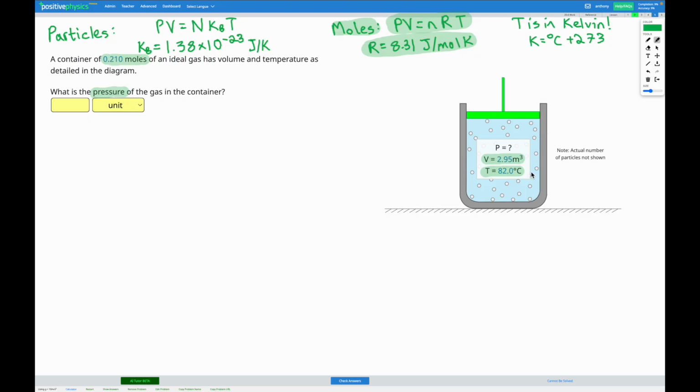For our temperature, it's given in degrees C, so we're going to have to convert that into Kelvin. To get our temperature in Kelvin, we take the degree C temperature, which is 82, and we add 273. That gets us a temperature of 355 Kelvin. So that's the temperature we're going to use in our calculation.